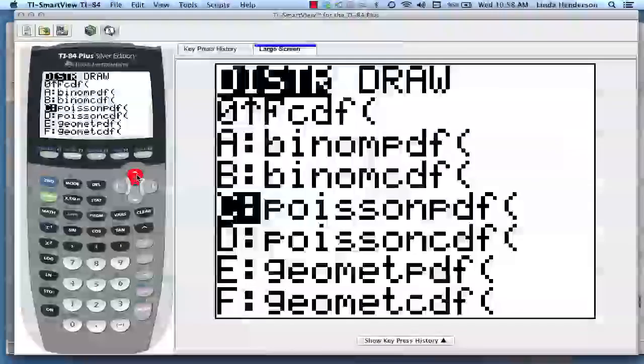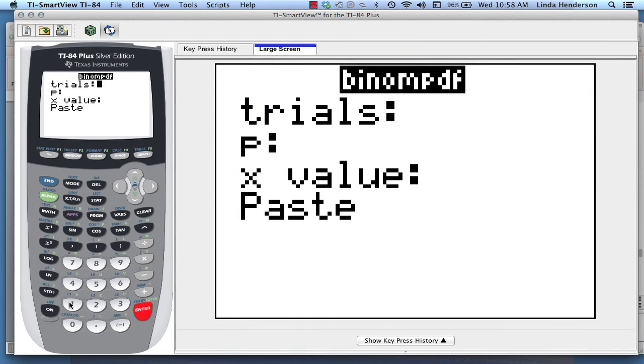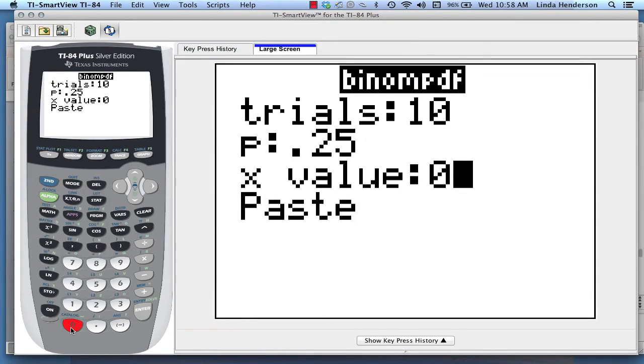All right, so we're going to use Binomial PDF. We had a 10 question quiz, so n equaled 10. P, probability of success, was 0.25. We were talking about the probability that x equaled 0 we wanted.